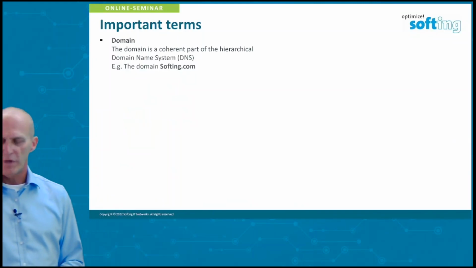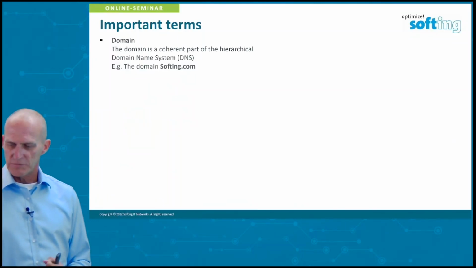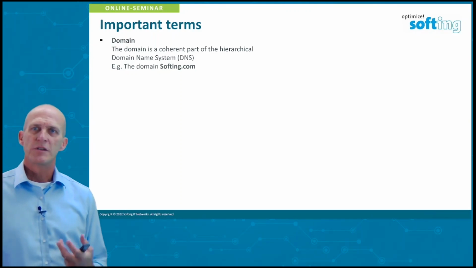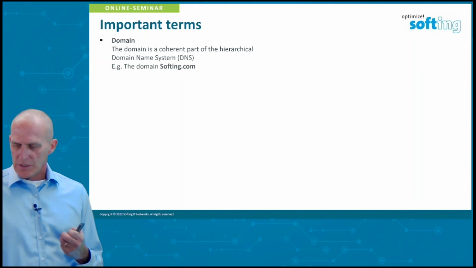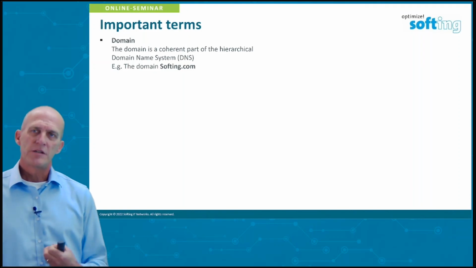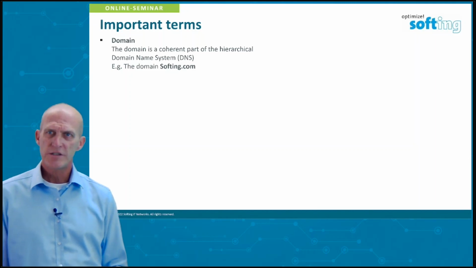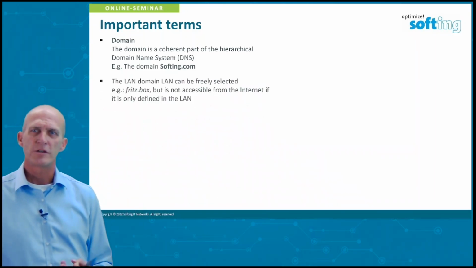Domains. What is a domain? A domain is a coherent part of a hierarchical domain name system. So for example, our domain is the domain softing.com. But how are domains organized and how does that work?